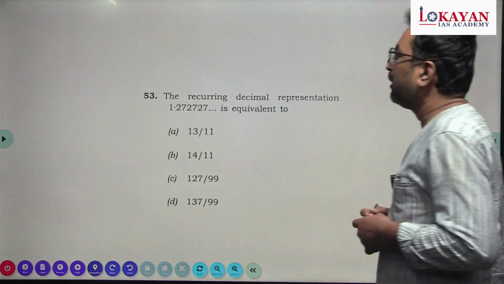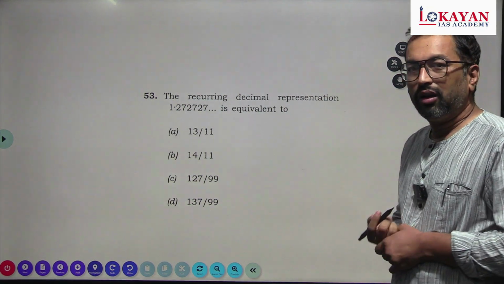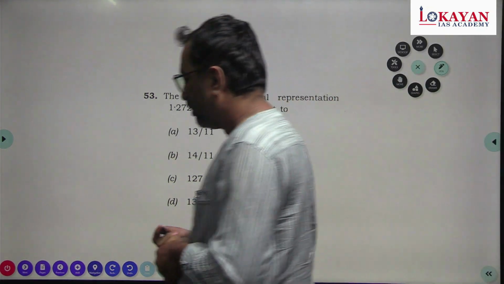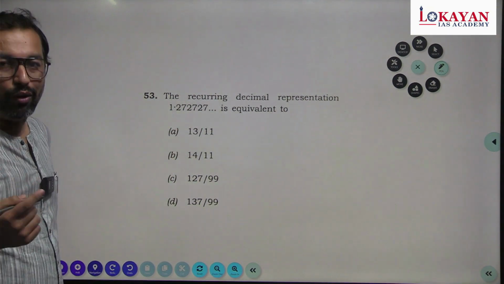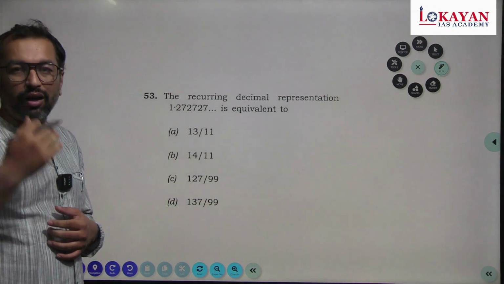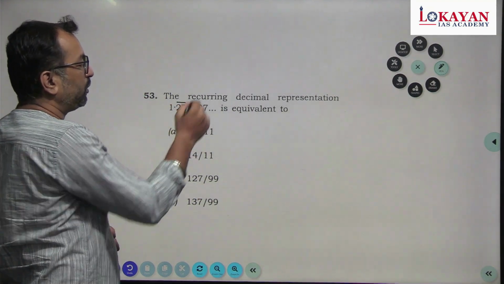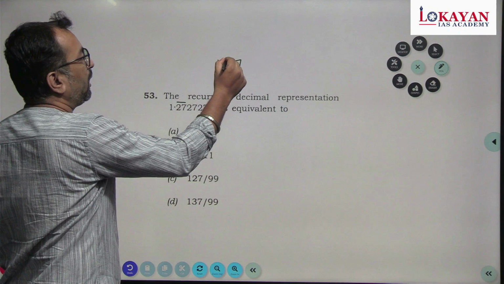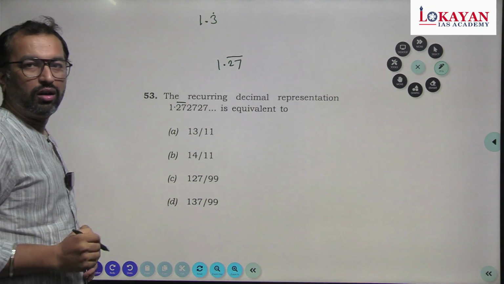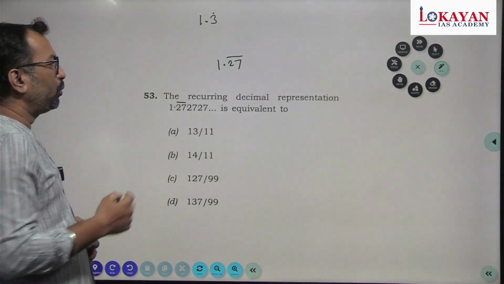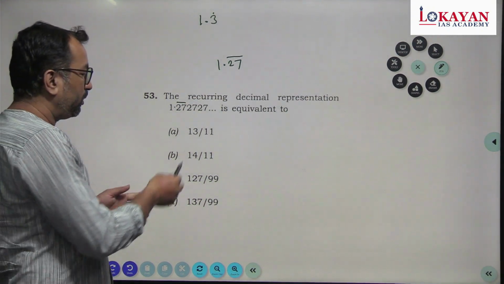The recurring decimal representation of 1.272727 is equivalent to what? Now, recurring decimal means that something is repeating itself after the decimal point. There might be one digit, there might be more than one digit. Here the recurring part is 27, so 1.2727 can be written as 1.27 with a bar. If only one digit is recurring, then we give a dot on the head of that digit. So I have to represent this recurring decimal in the form of a simple fraction.